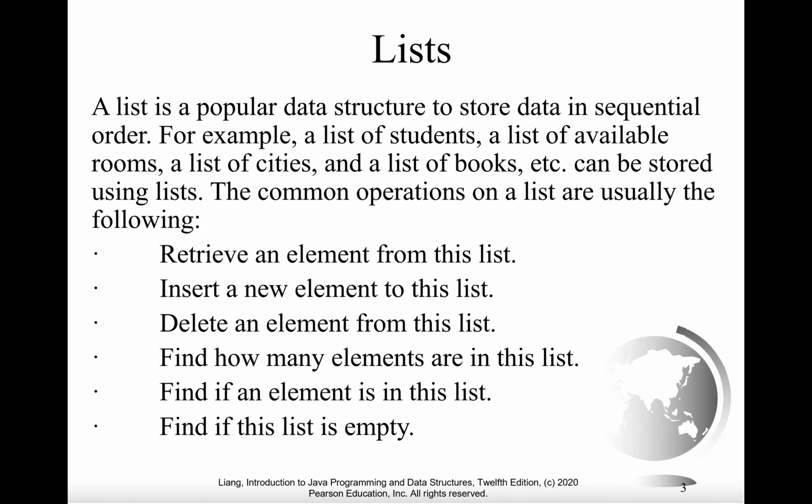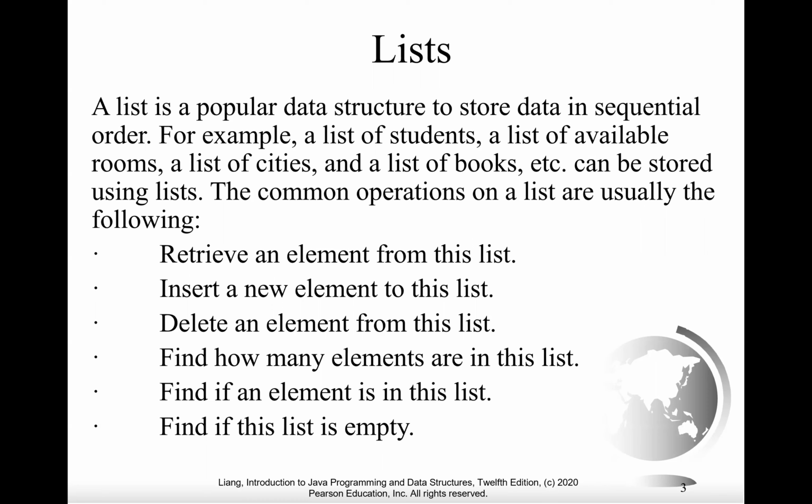And you can also retrieve the first element, the last one, the middle one, and insert new elements into a specific index. The common operations on a list are usually the following: retrieve an element from this list, insert a new element into this list, delete an element from this list, find how many elements are in this list, find if an element is in this list, find if this list is empty. These are the common operations.